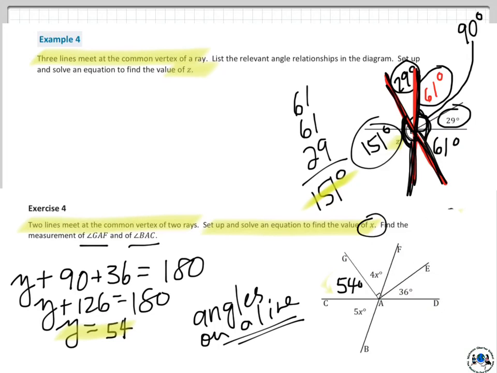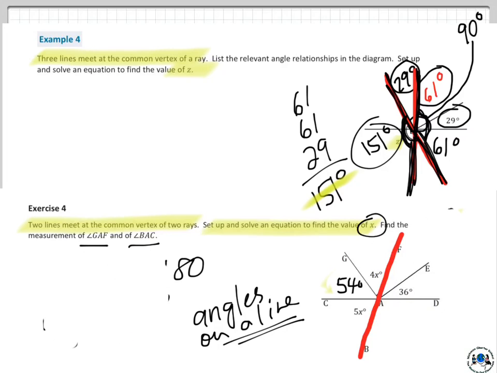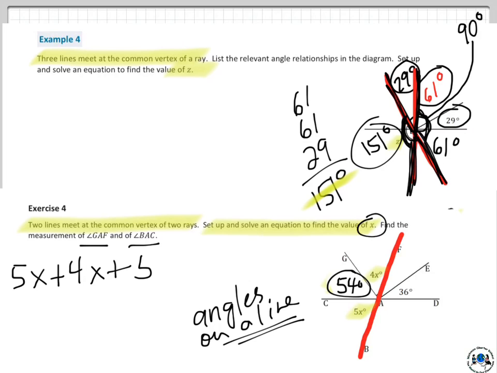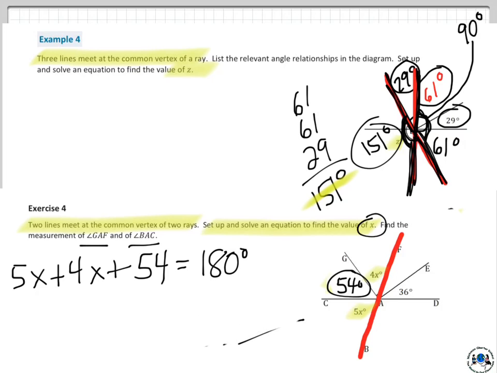All right, and I see another line. Here's another line right here. So now I have, again, another situation where I have angles on a line. But now two of these angles have the variable x in them, 5x and 4x, which is very convenient. So all I need to do is put that together. I have 5x plus 4x plus our newly found 54 degrees equals 180 degrees, and we know this is angles on a line.